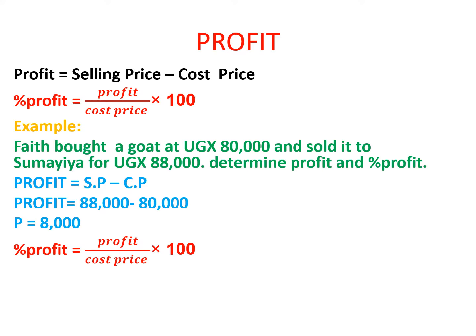Then percentage profit, we have profit divided by cost price, then times 100. And here we get 8,000, the profit, divided by cost price, that is 80,000, times 100, which is giving us our 10%.